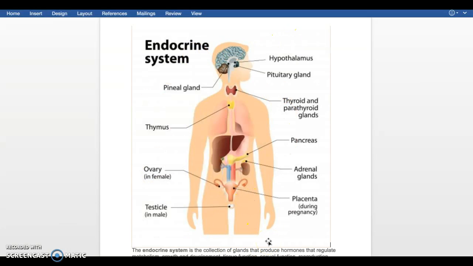So this is all of the glands that produce hormones that regulate the metabolism, your growth, your tissue function, your sexual function, reproduction, sleep, mood. So all of these are controlled by your hormones. All of the glands that are here, including part of the brain, the hypothalamus, the thymus, thyroid, all of the glands in pancreas and adrenal glands, and then the ovary, the placenta, and the testicles. These are all a part of the endocrine system.